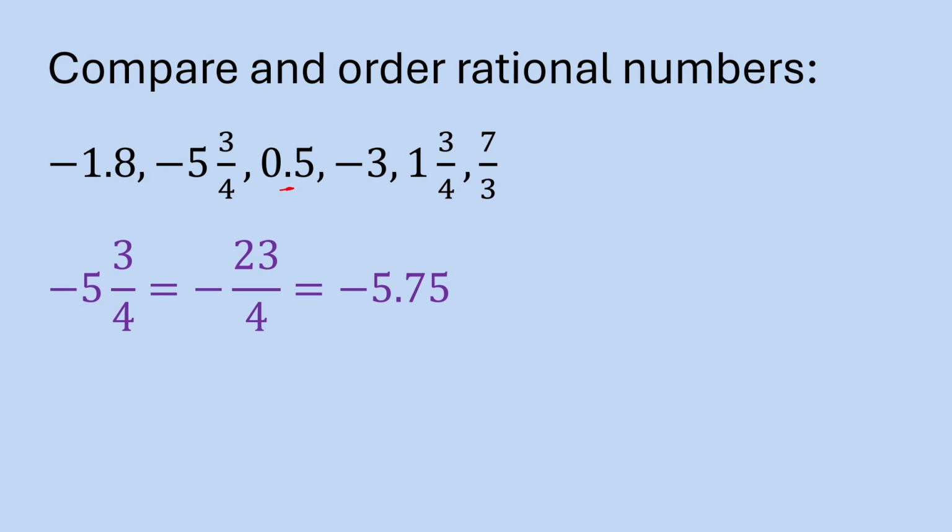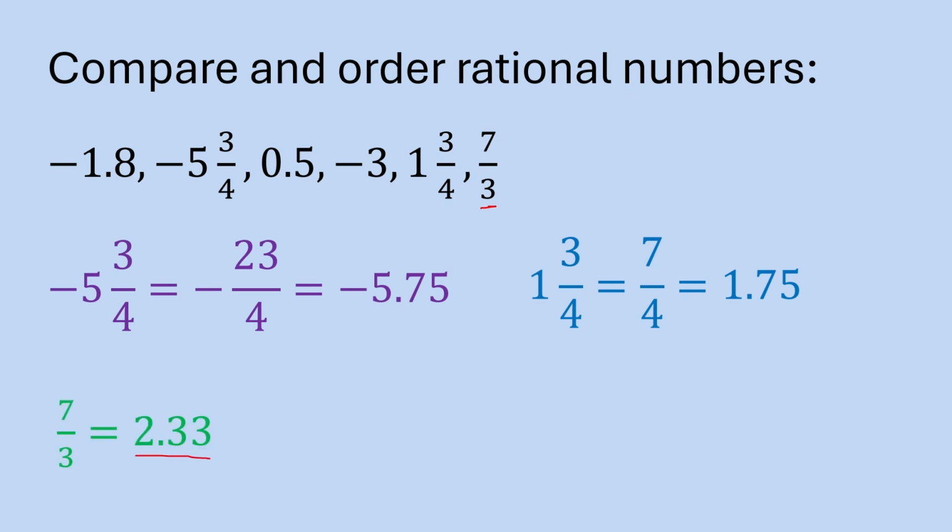Here the third and fourth numbers are both decimals. Fifth number is 1 and 3 over 4. So the value will be 1 plus 3 over 4, so the value will be 1.75. Or we can convert it the other way. Here 1 multiplied with 4 is equal to 4 plus 3 is equal to 7. Denominator is 4. So 7 over 4. Final answer is 1.75. Now the last number is 7 over 3. 7 over 3 is equal to 2.33.